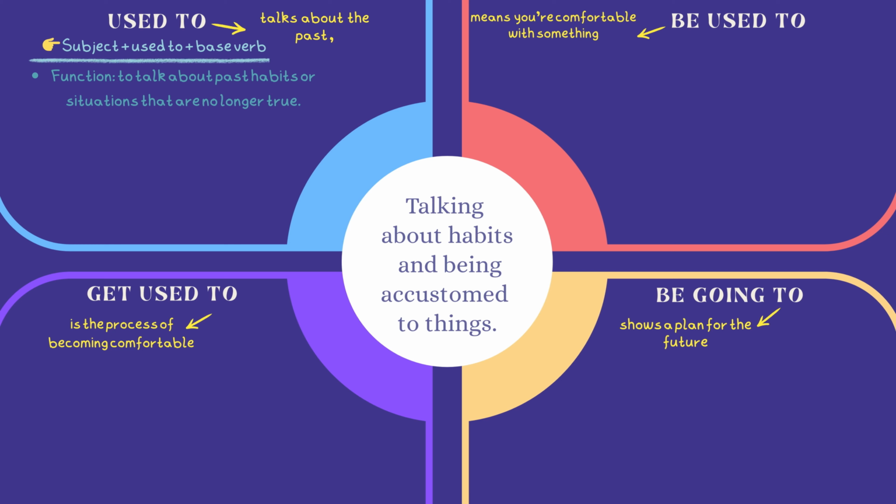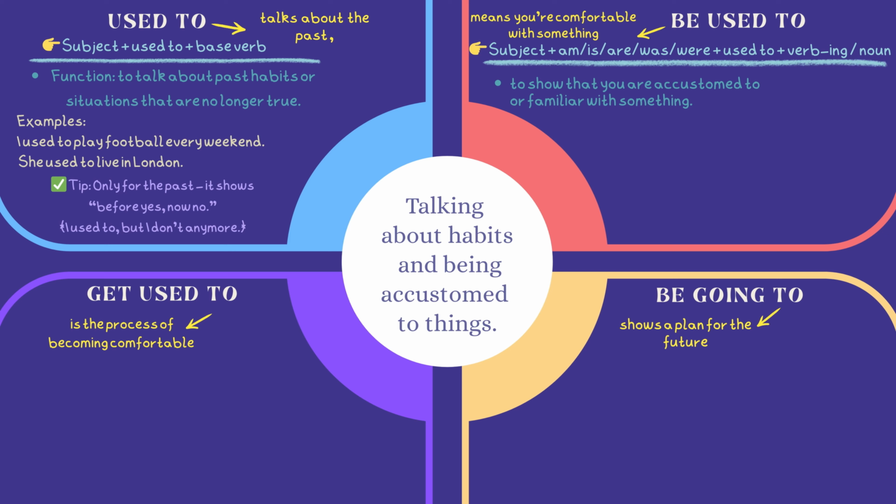2. Be used to plus verb-ing or noun. Function: to show that you are accustomed to or familiar with something. Structure: subject plus am, is, are, was, were, plus used to plus verb-ing or noun. Examples: I'm used to waking up early. She's used to cold weather. Tip: this can be used in any tense: I'm used to, I was used to, I'll be used to. It means it's not difficult anymore.